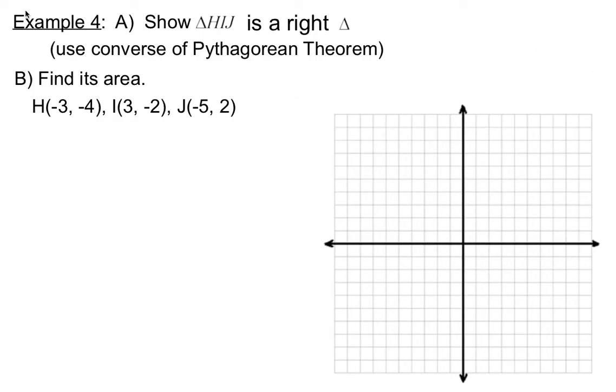So we're supposed to show that triangle HIJ is a right triangle. So we're going to use that converse to the Pythagorean theorem. So basically, we're going to go ahead and end up using the Pythagorean theorem on this. So let's graph this out here first. So -3, -4. And 3, -2. And then -5, 2.